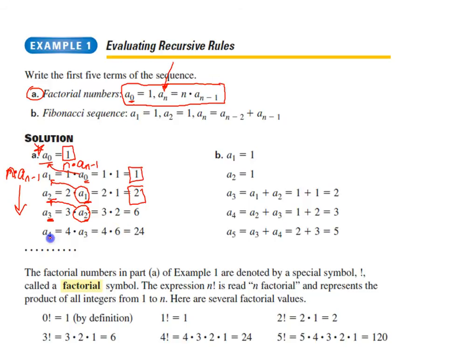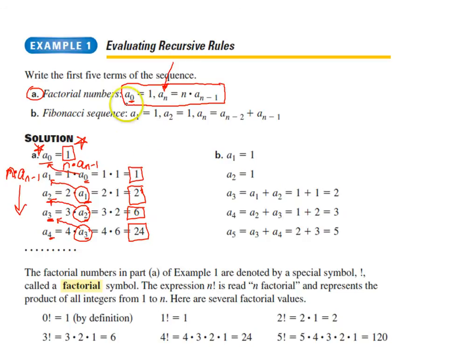A sub 4. Anytime you see an n, you put 4. So what's our equation? 4 times a sub 4 minus 1. 4 minus 1 is 3. A sub 3 is 6. So we have 4 times 6 is 24. So you have a beginning part that is given to you, and that was a sub 0 in this example. And then everything after that, you have to use the a sub n equation to find the rest of your terms.